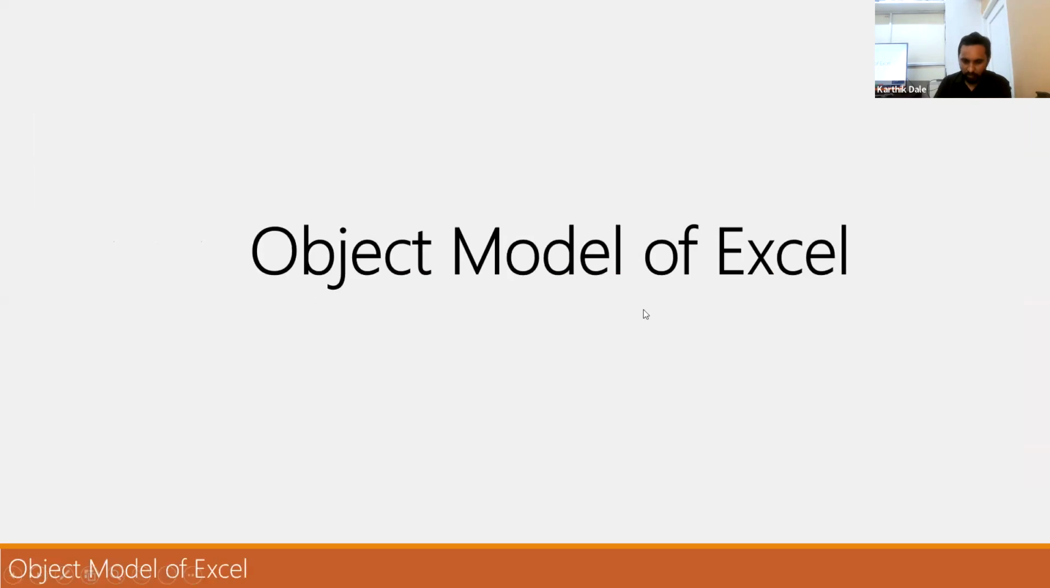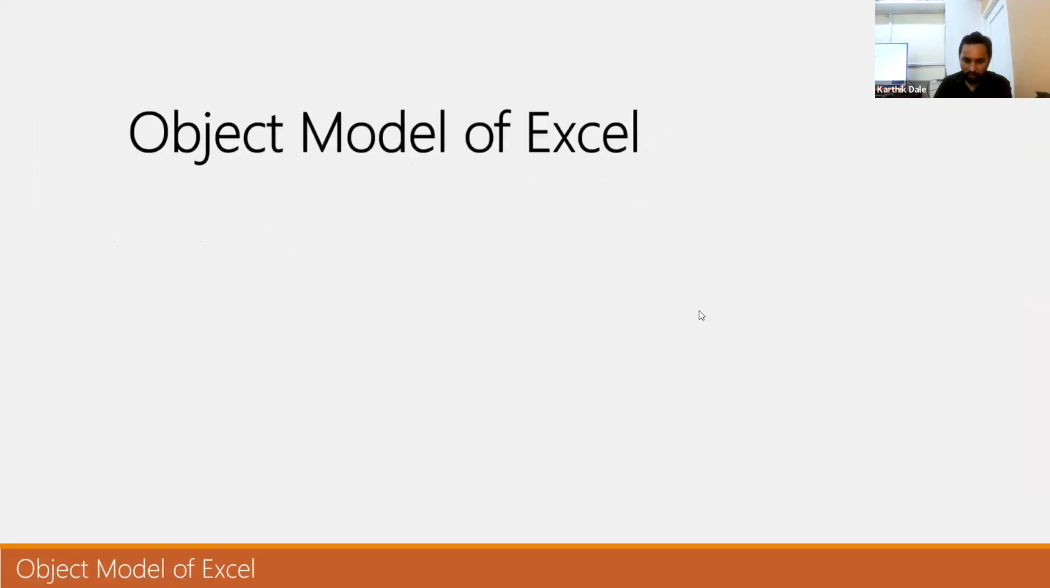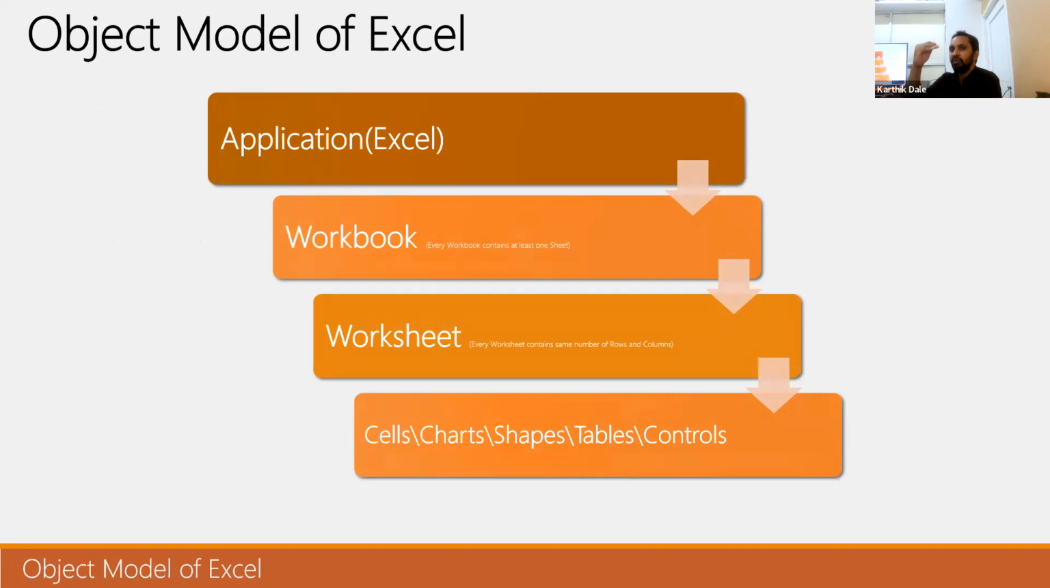If you see the object model of Excel, the top level is the Excel application. Within the Excel application, we have the workbook. Within the workbook, we have the worksheet. Within the worksheet, we have the cells. Apart from the cells, we can also have tables, charts, objects, shapes, and controls, which are part of the worksheet. The worksheet is a part of the workbook. The workbook is a part of the Excel application. And one more thing I would like to tell here.